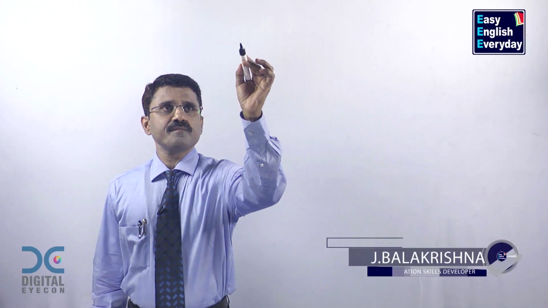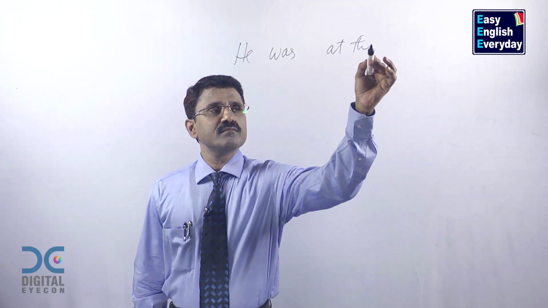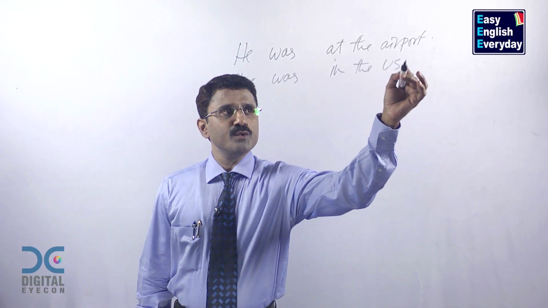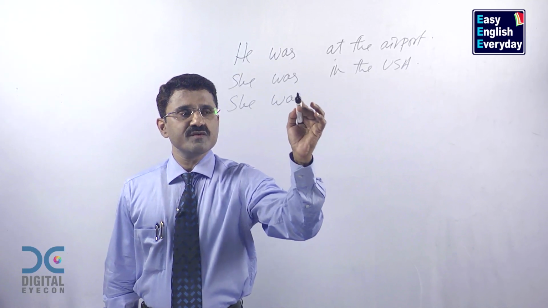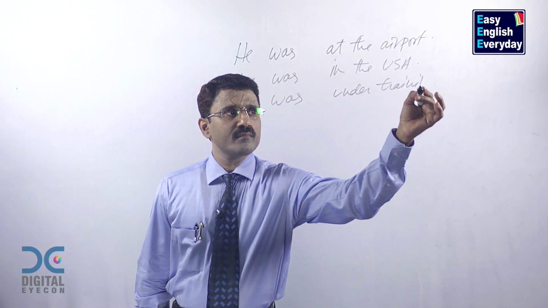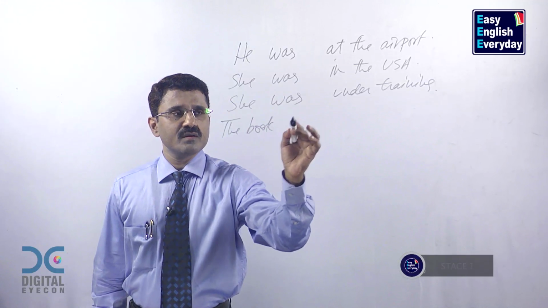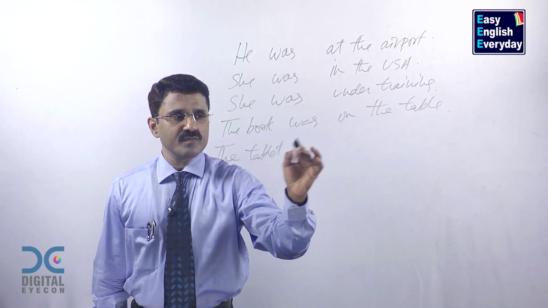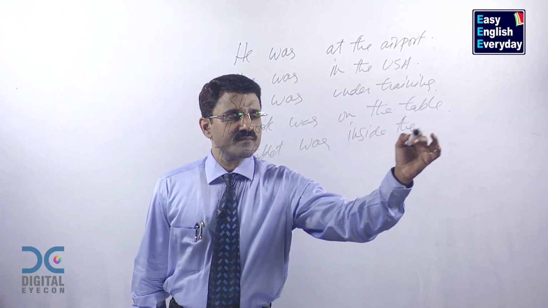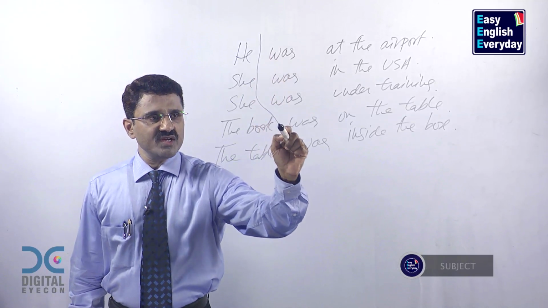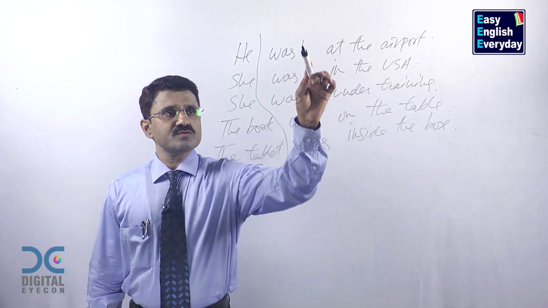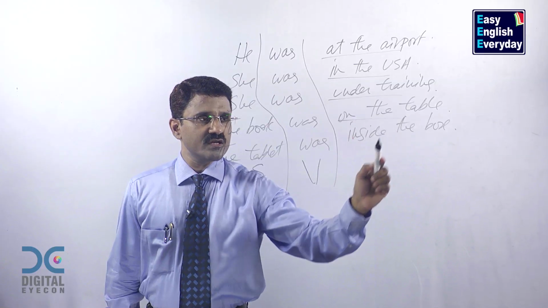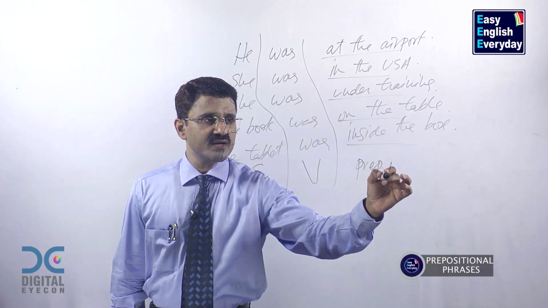Take a look at these sentences. He was at the airport. She was in the USA. She was under training. The book was on the table. The tablet was inside the box. He, she, the book, the tablet. This is called subject. Was. This is called verb. At the airport, in the USA, under training, on the table, inside the box. This is called prepositional phrase.